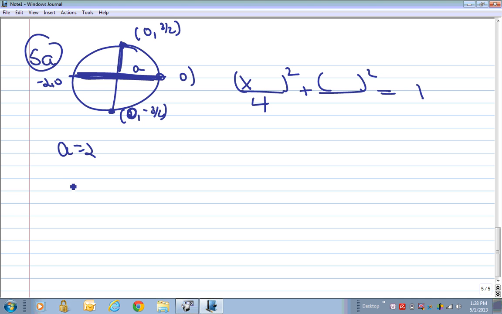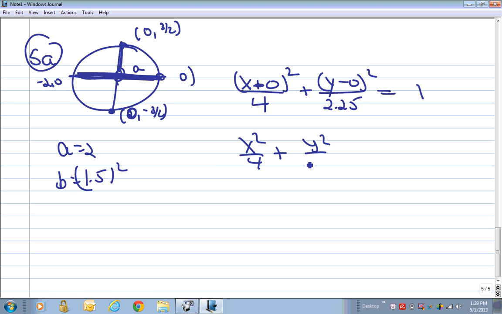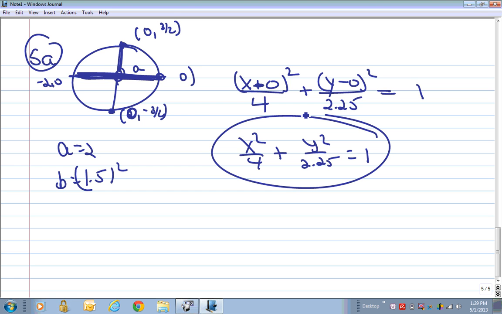This is 1.5, so b equals 1.5. If we square 1.5, 1.5 times 1.5, we get 2.25, so this would be 2.25 for the b squared value, and we know that's under y. The origin is our center, so it's minus 0, minus 0. That's not really going to help us, and we're really done. So we have x squared over 4 plus y squared over 2.25 equals 1. Our graph is done. All right, finally, let's look at 5b.